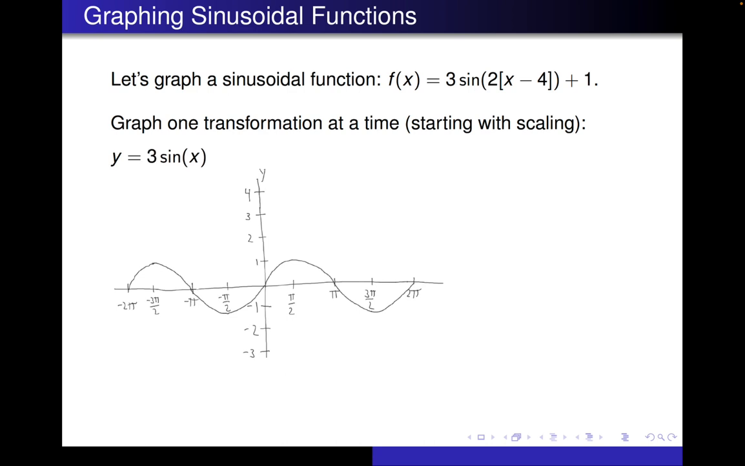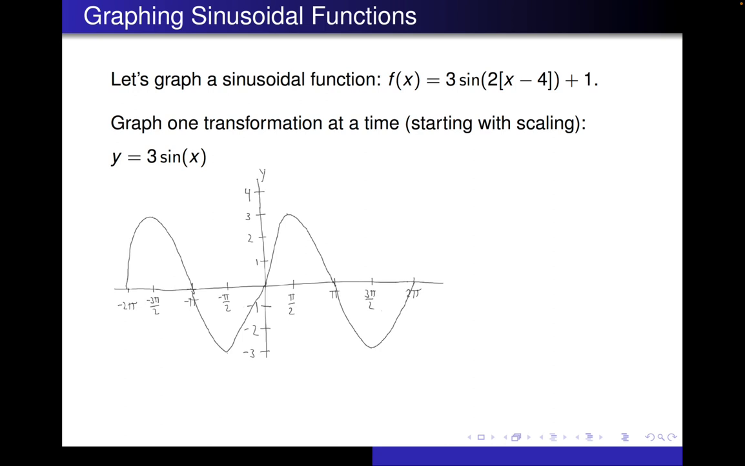Now, if I put a 3 times sine of x, in other words, I do my vertical scaling, that means I'm going to stretch out the graph by a factor of 3. So all those highest points that go up to 1 are going to be stretched out to positive 3. All those lowest points at negative 1 are going to be stretched out to negative 3. Like this. Looks a little ugly, but we're doing the best we can.